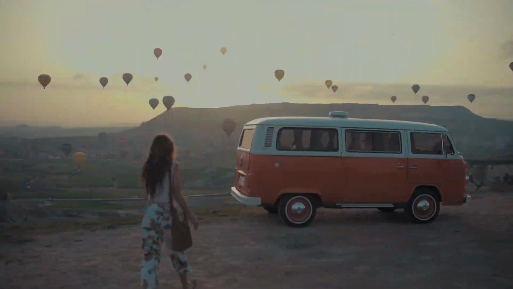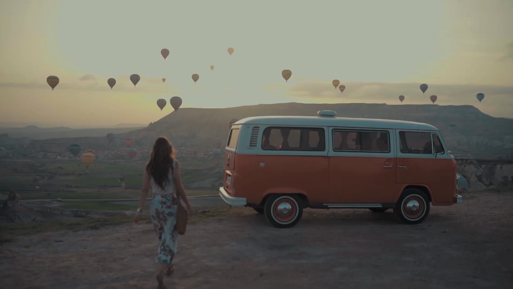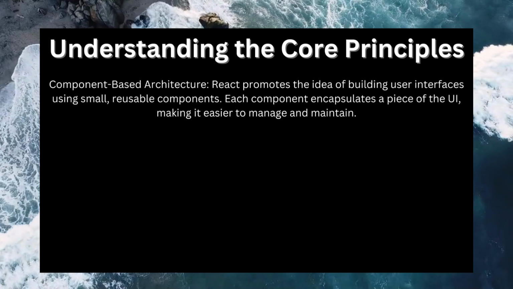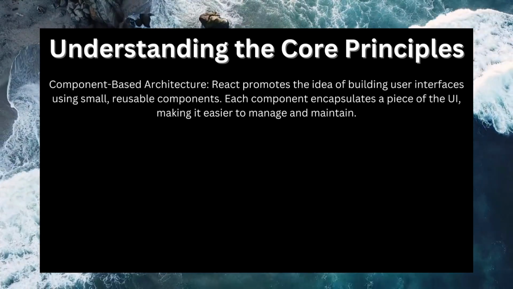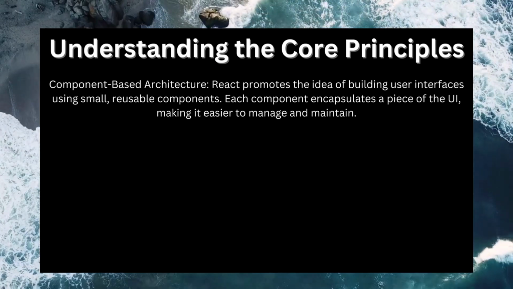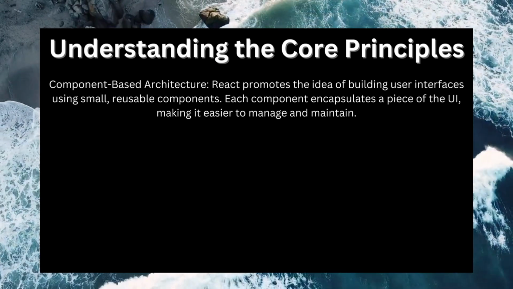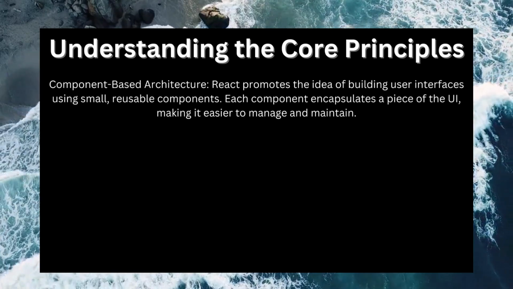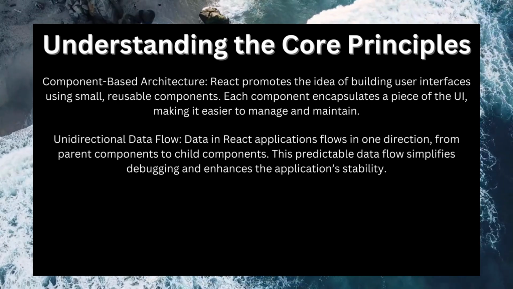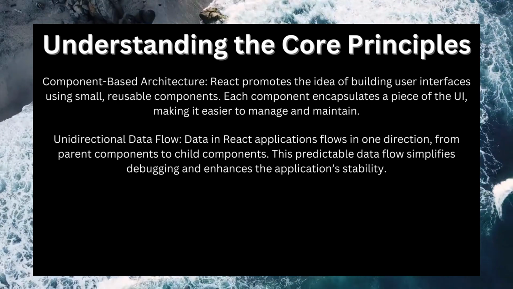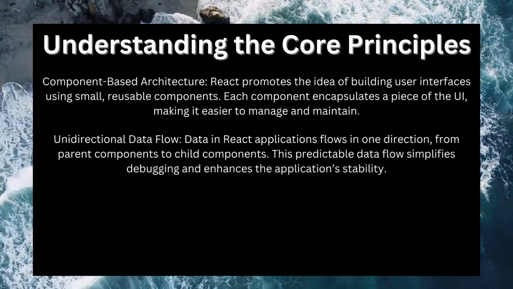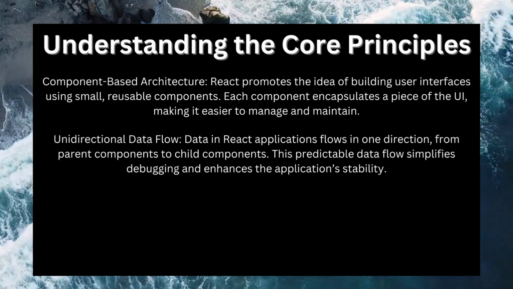Before diving into the practical aspects of thinking in React, it's important to grasp the core principles that underpin this methodology. 1. Component-based architecture. React promotes the idea of building user interfaces using small, reusable components. Each component encapsulates a piece of the UI, making it easier to manage and maintain. 2. Unidirectional data flow. Data in React applications flows in one direction, from parent components to child components. This predictable data flow simplifies debugging and enhances the application's stability.